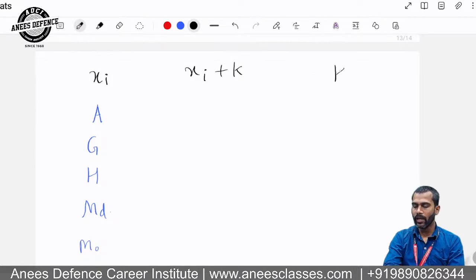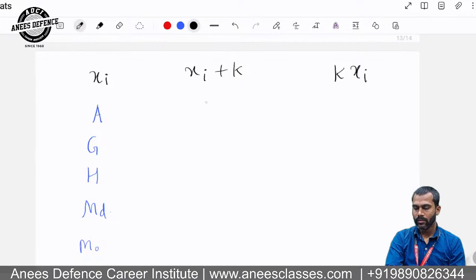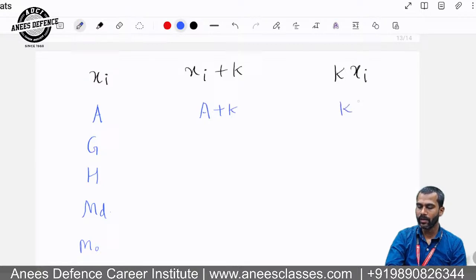And if you multiply each and every observation by some k, the new mean would be, if you add k, the original mean plus k; if you multiply, you just multiply k to the original mean. Now similarly in GM, G dash is not equal to G plus k in general. Why do I have to write in general?